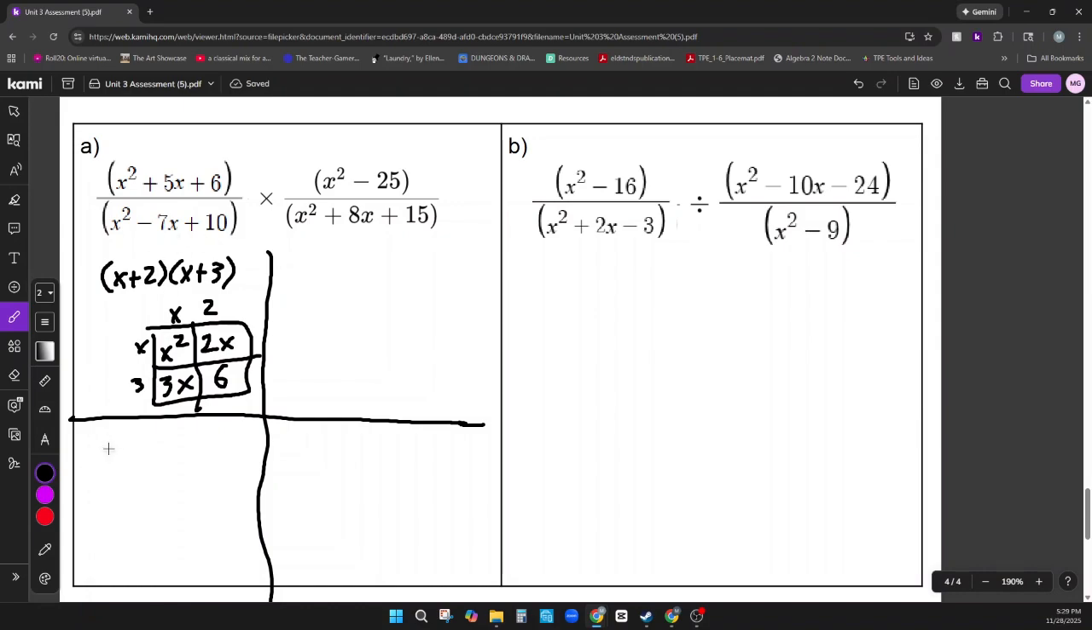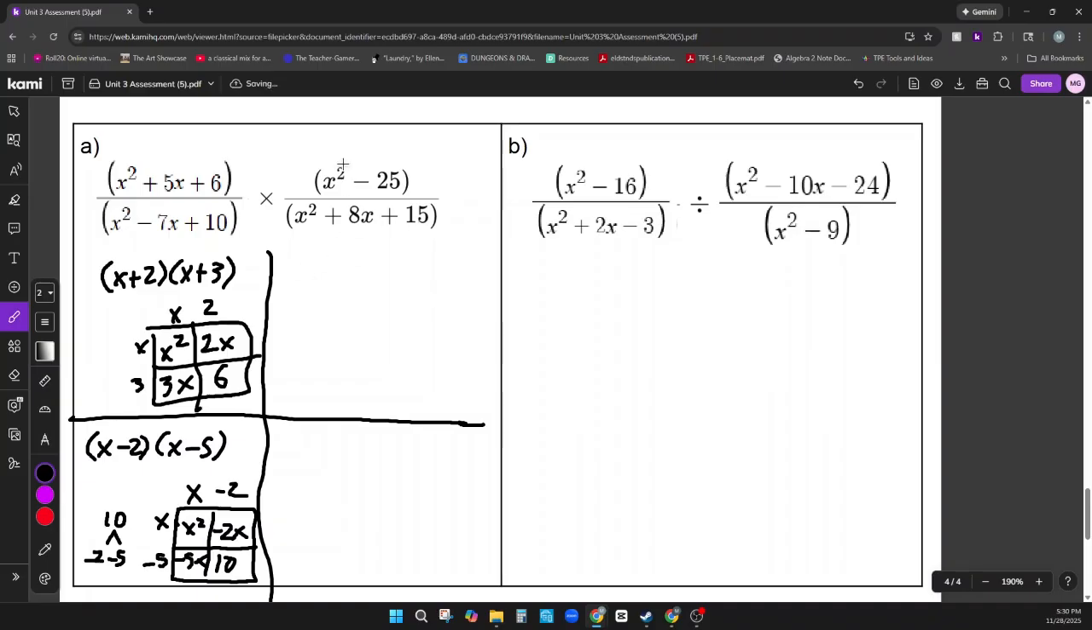Now I'm going to look at my denominator. That box is going to be x squared, and I want positive 10. Now, I know that 2 times 5 gives me 10, which would give me 7. But since I want a negative 7, I need to make both of these negative. That would give me negative 2x, negative 5x. It'll be x and negative 5, x and negative 2. Meaning this ends up being x minus 2, x minus 5.